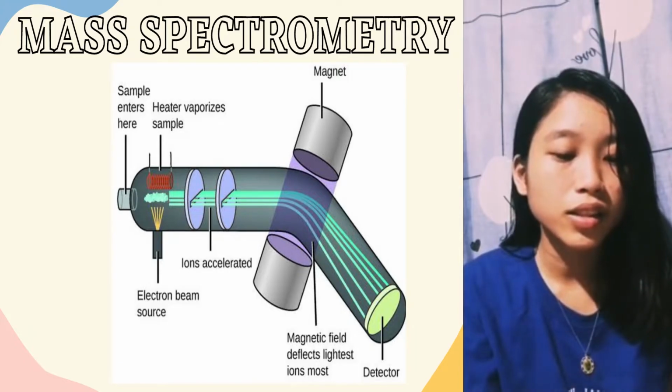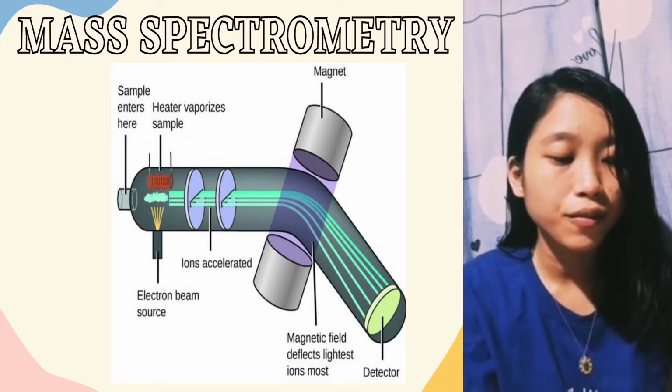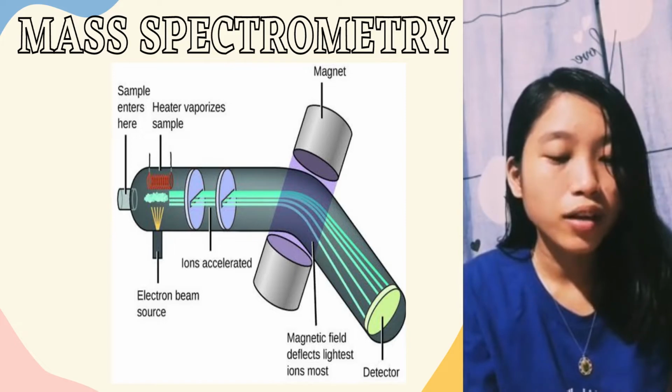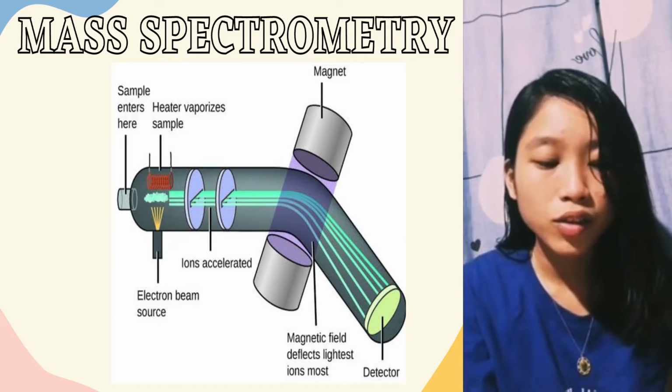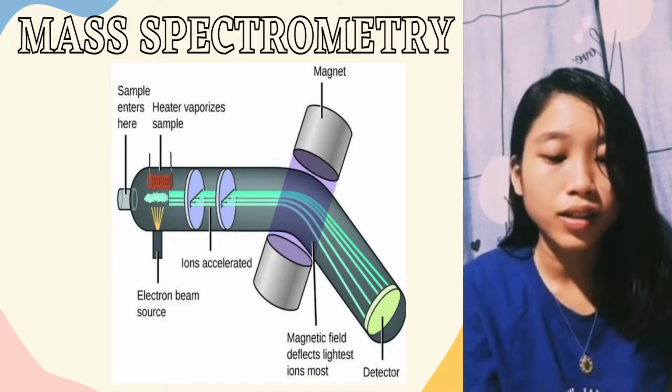Stage 3 is the deflection. The ions are then deflected by a magnetic field according to their masses. The lighter they are, the more they are deflected. The amount of deflection also depends on the number of positive charges on the ion, in other words, on how many electrons were knocked off in the first stage. The more the ion is charged, the more it gets deflected.